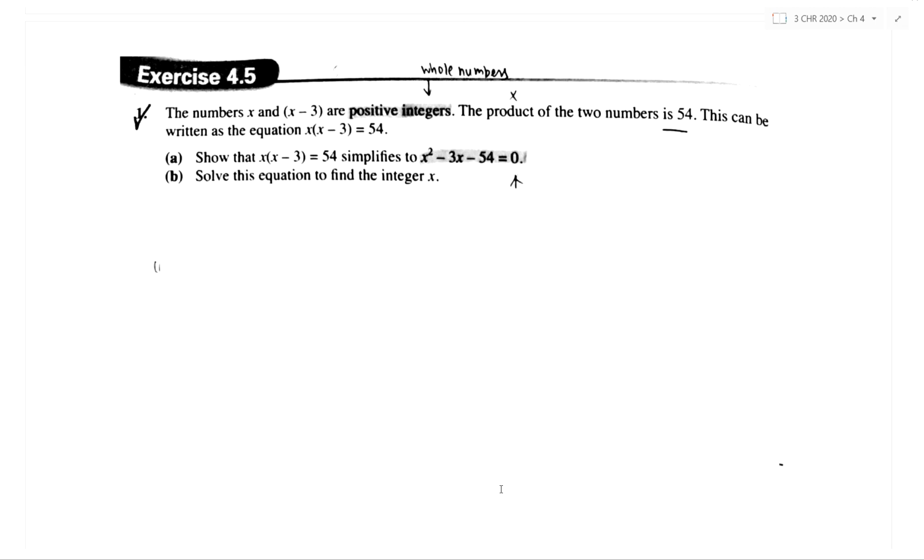Thank you. They are positive integers. Positive integers means positive whole numbers, for example 1, 2, 3, and so on and so forth. Can it be 0? Is 0 positive? No, it is neither positive nor negative.